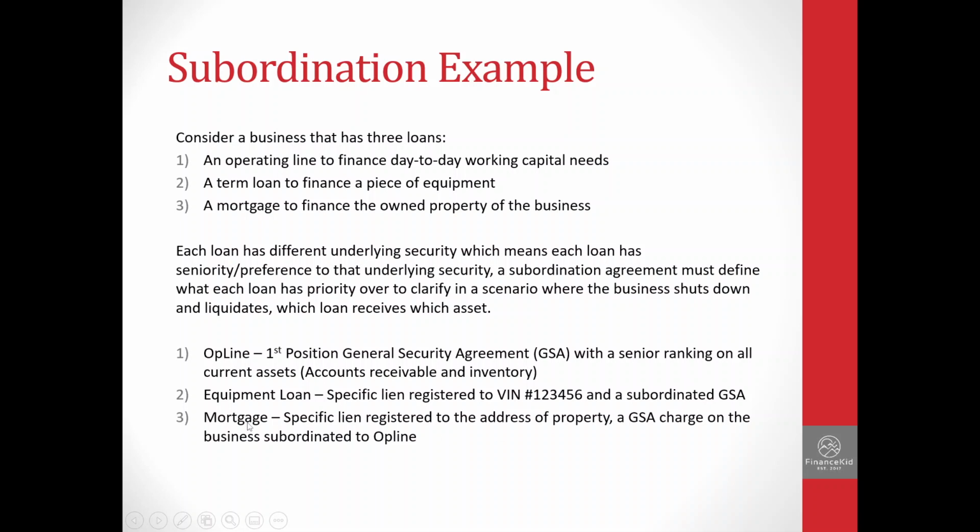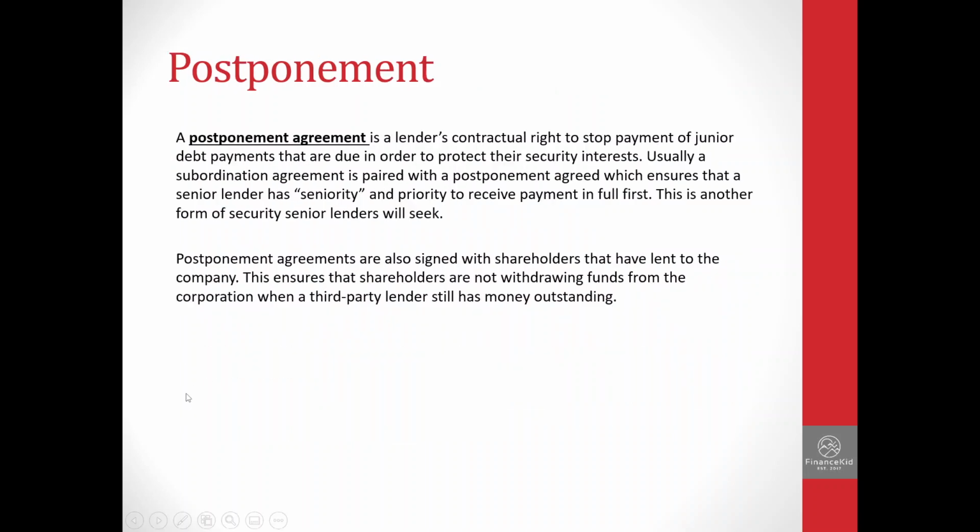And then the mortgage provider is going to have a specific lien registered to the property. So they're senior on the property, and they'll have a subordinated GSA charge on everything else that is obviously covered. So the best way to think about it is senior on my specific asset, subordinated on all other assets. That's really how you would structure this. So we're talking about guarantee.